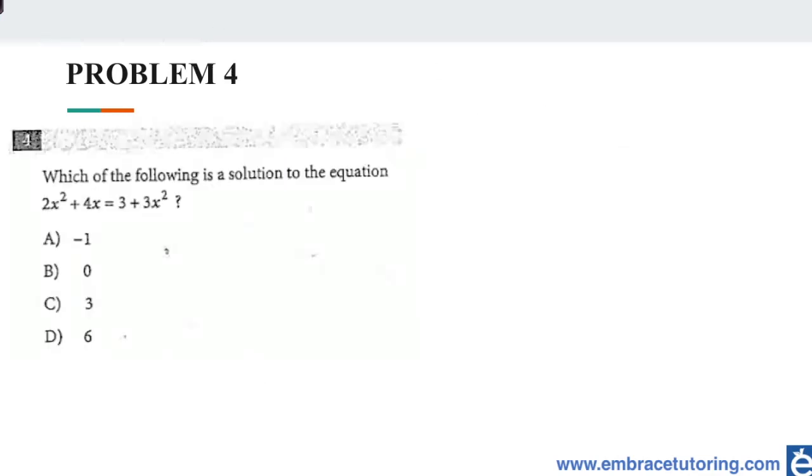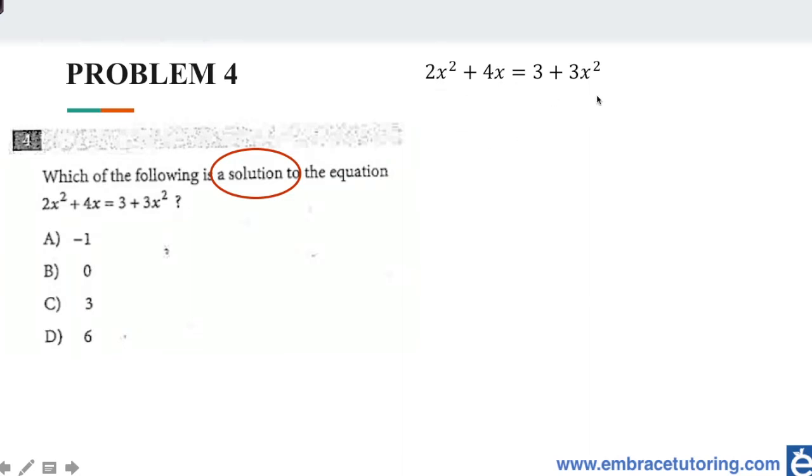Problem number 4 states, which of the following is a solution to the equation 2x squared plus 4x equals 3 plus 3x squared? The fact that I have an x squared, a singular x, and another term is a telltale sign that I'm most likely going to have a quadratic, which makes sense because when you factor quadratics, you could have multiple solutions. Now, when we solve for this, we have 2x squared plus 4x equals 3 plus 3x squared.